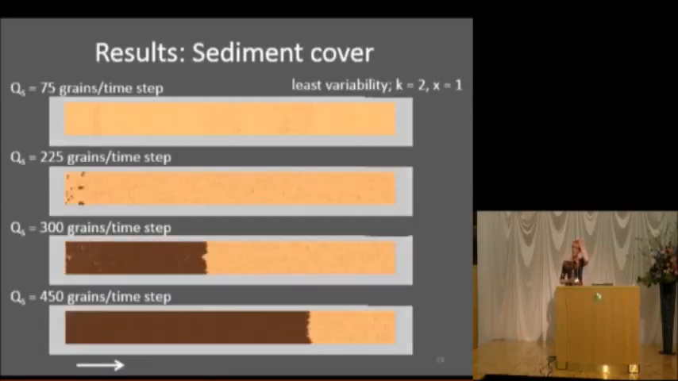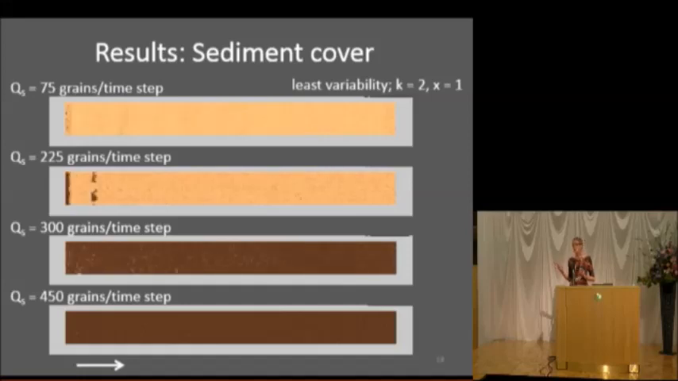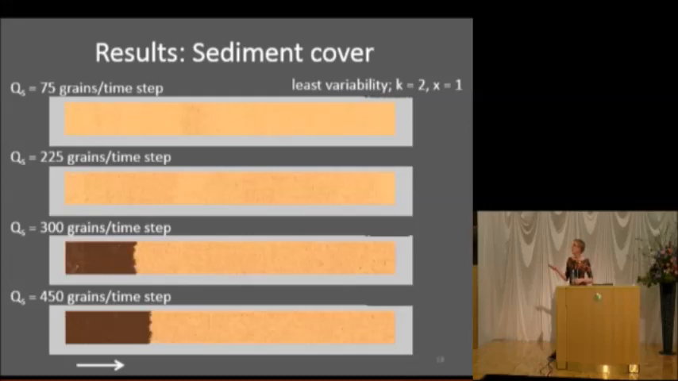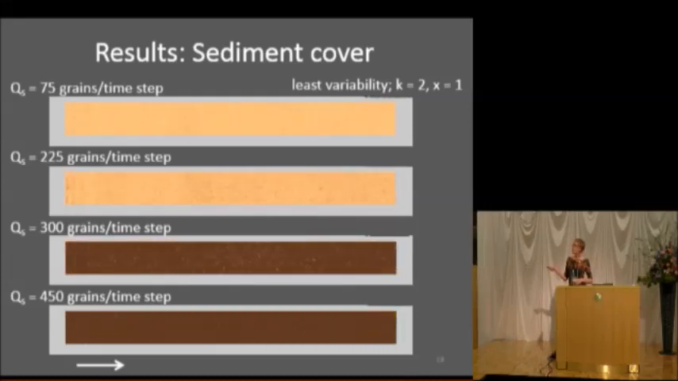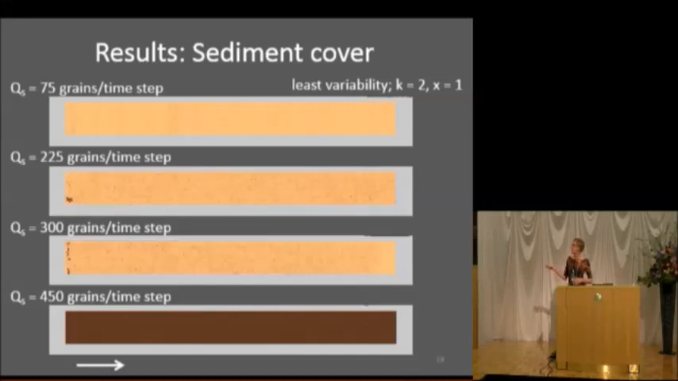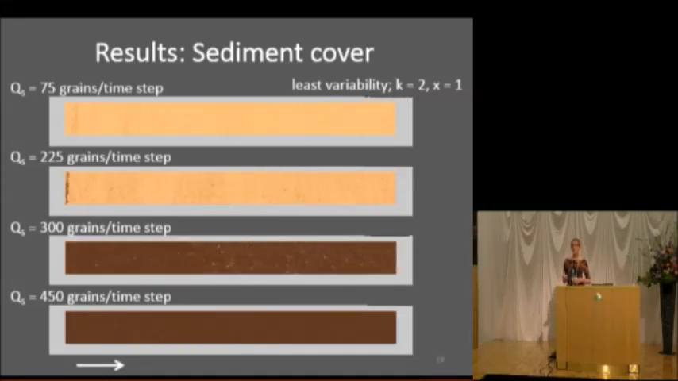Okay, so let's have a look at what these model runs look like. This is using the least variable sediment input. In each of these diagrams, the brown grains are sediment cover, and the paler ones are the exposed bedrock surface. This is the low average sediment flux, this is the high average sediment flux, and this is the least variable one. At the upstream end, we've got a bit of pulsing of the sediment input. But if you look at the downstream end, there's very little variation in the sediment cover. We've got low cover here, high cover here, and these upstream variations have been smoothed out and removed.